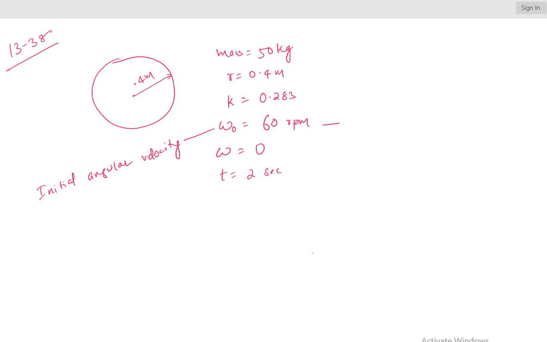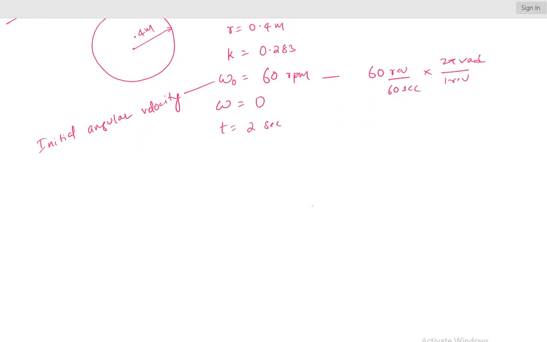Okay, so 60 RPM means 60 revs per minute, and a minute is 60 seconds. I'm just going to write it like this. And then 1 rev is 2 pi radians. So eventually you get 2 times pi, the 60s cancel out, the revs cancel out. You get 2 pi radians, that is 6.28 radians per second.